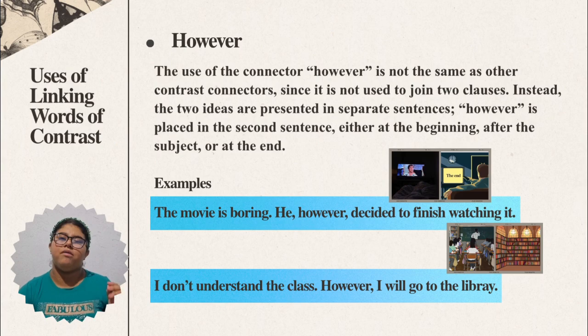And finally, however. The use of the connector however is not the same as other contrast connectors, since it is not used to join two clauses. Instead, the two ideas are presented in separate sentences. However is placed in the second sentence, either at the beginning, after the subject, or at the end. Example: The movie is boring. He, however, decided to finish watching it. I don't understand the class. However, I will go to the library.